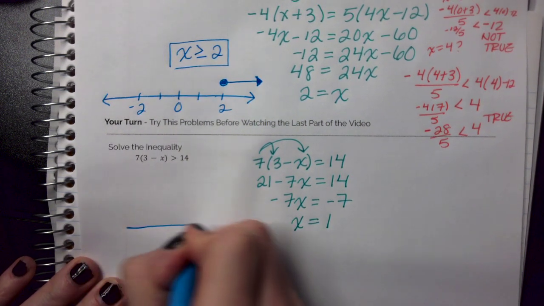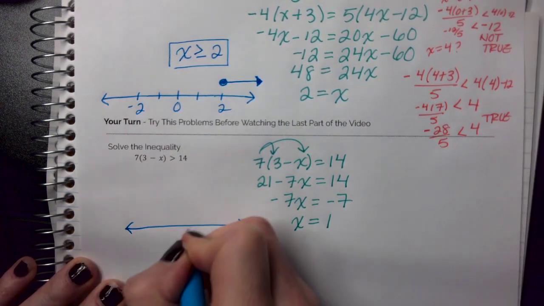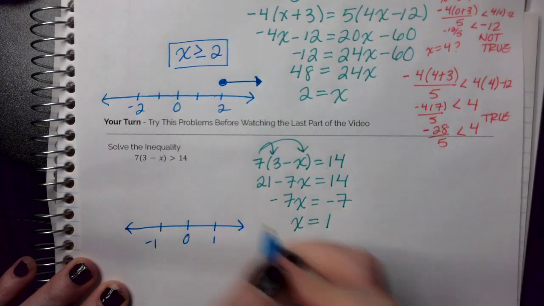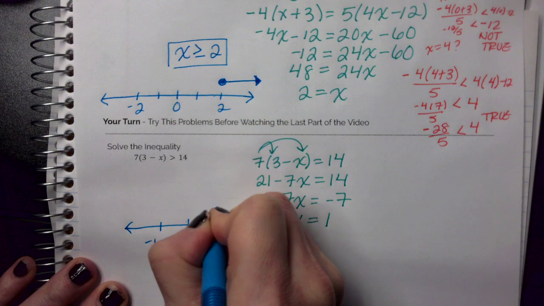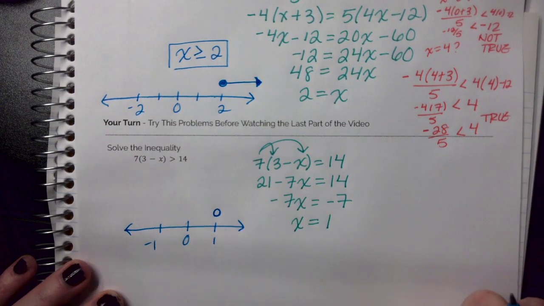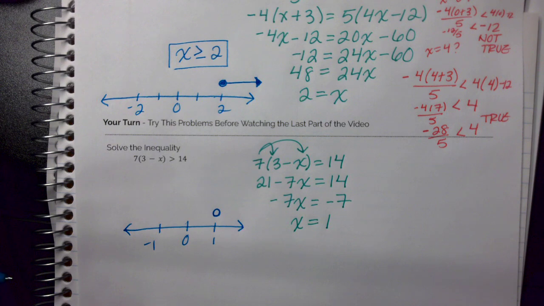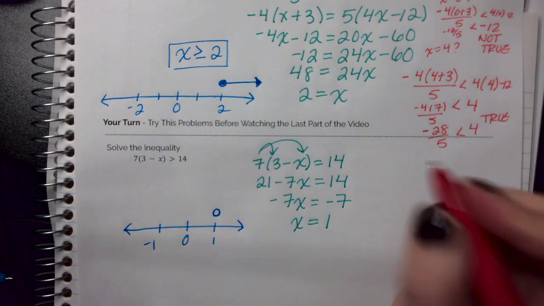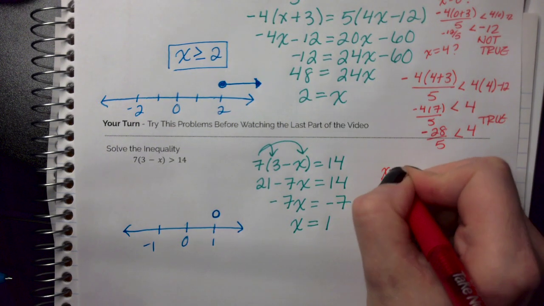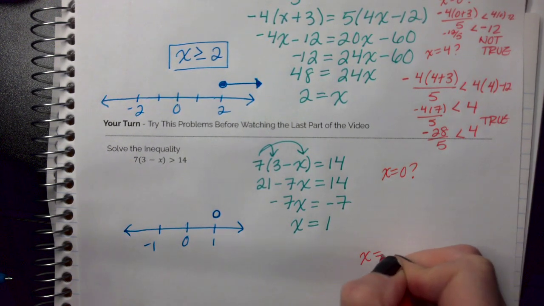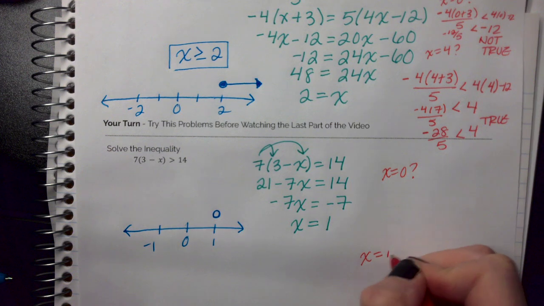So for my inequality on the number line, I know 1 is going to be a boundary point. So let me circle 1. It cannot be equal to 1 because this isn't greater than or equal to. And now let me check a number on either side. Let's check, could x be 0? And then could x be 10?